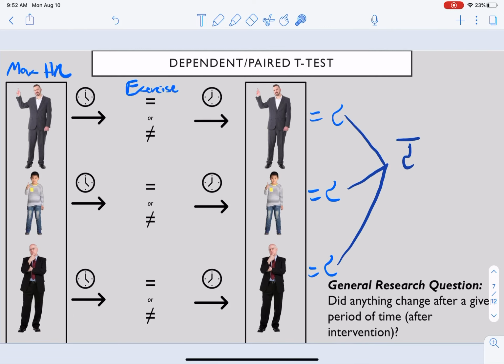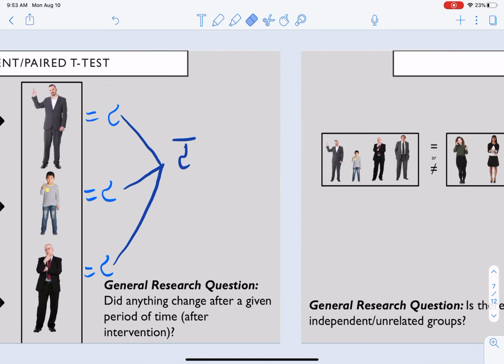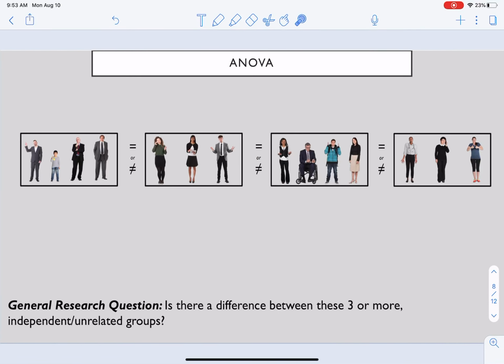Okay, so hopefully that sort of clears things up. Oh, no, we still have one, and then ANOVA, right? Where we've got all these different clip art people found in 2020 PowerPoint. Thanks, Bill Gates.